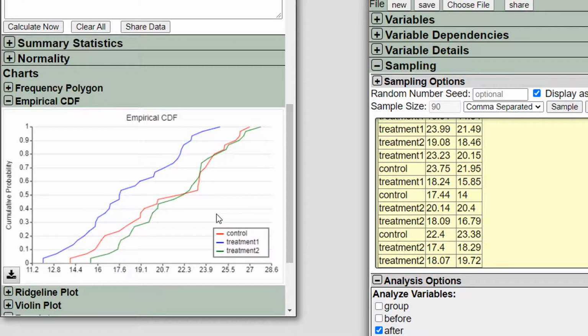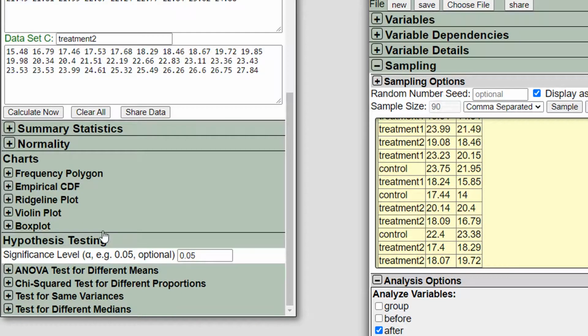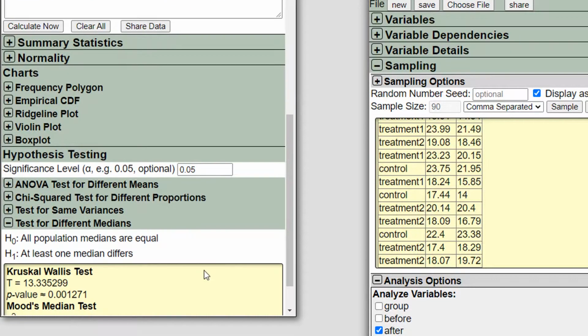Okay, you can see that treatment 2 is similar to the control, but treatment 1 seems like it's lower, right? And you can see that the medians of the three distributions can be found where it crosses 0.5. That's the sample medians, at least, right? And actually, it looks like the sample median for treatment 2 and the control are the same. All right, let's go down to the test for medians.